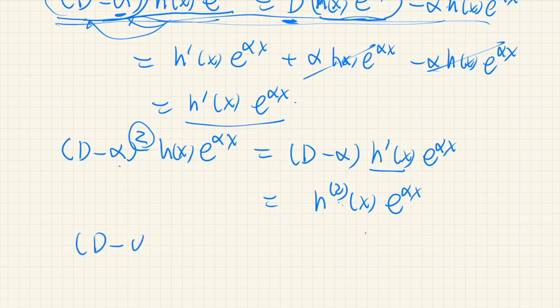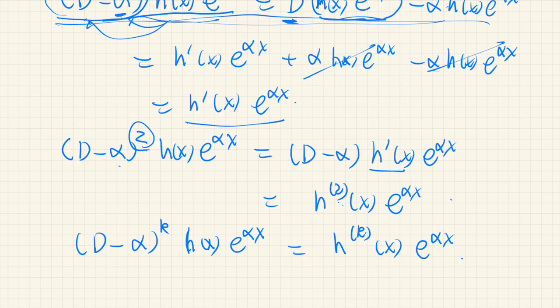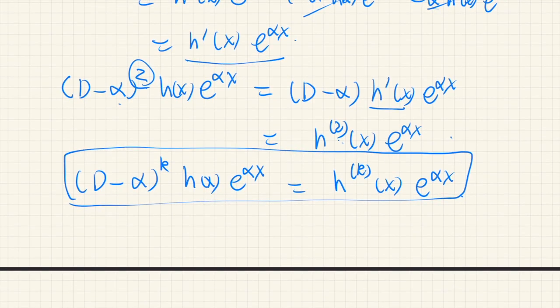And if we continue this, let's say k times, (D minus alpha) to the power of k applied to h(x) e^(alpha x), we have the k-th derivative of h times e^(alpha x). If you want to be a little bit more rigorous, then you can use mathematical induction to prove this, but I think this is clear enough. So in general we have this, for k any positive integer.